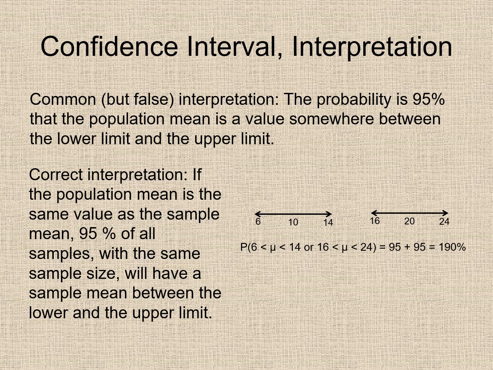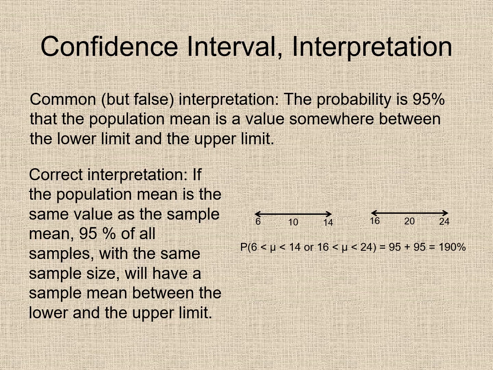So in this case, if we add those two probabilities, we get 95 plus 95 equals 190% that the population mean is a value that is either between 6 and 14 or between 16 and 24. And of course, that interpretation doesn't make any sense. We cannot have a probability of 190%. So this shows that the common interpretation of what the confidence interval tells us is a false one.